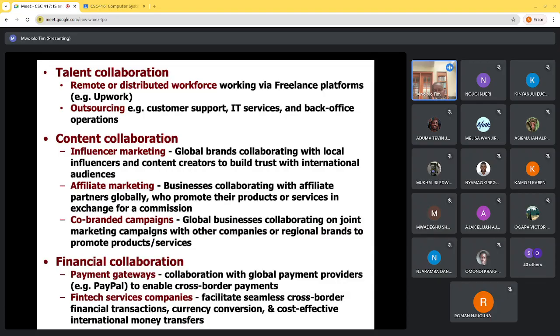You are using a payment service like PayPal. You are collaborating with PayPal, or by integrating PayPal into your solution to enable payments, that is a form of collaboration. Fintech services companies: cross-border financial transactions, currency conversions, cost-effective international money transfers. Those are a financial collaboration.